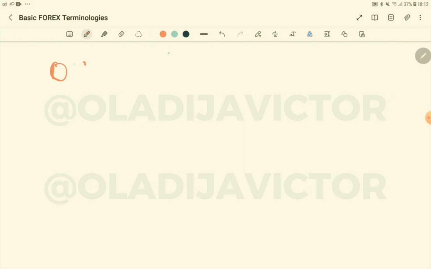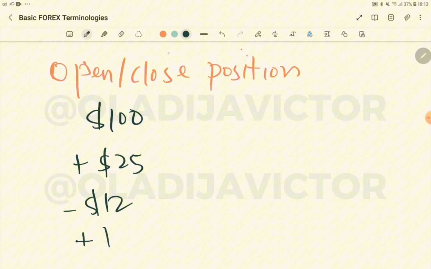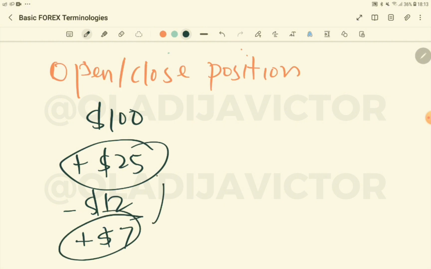We have open and close positions. An open position is a position that is still open. A closed position is a position that is closed, as the name implies. So when you take a trade, maybe you have $100 and you take 3 trades. Maybe one is plus $25. The second one is maybe minus 12. The third one is plus $7. So maybe because these two are in profit, you close them. So 25 plus 7 will be plus 32. So your close position now becomes $32.